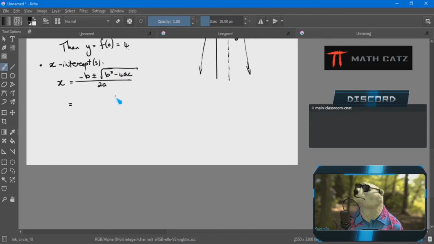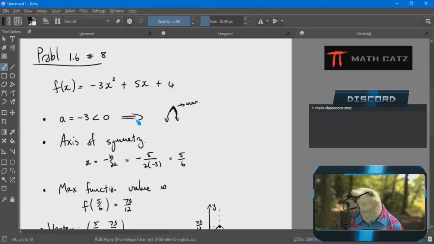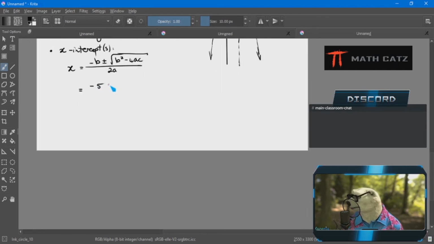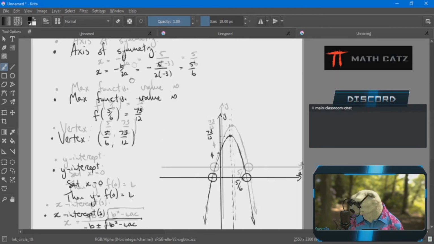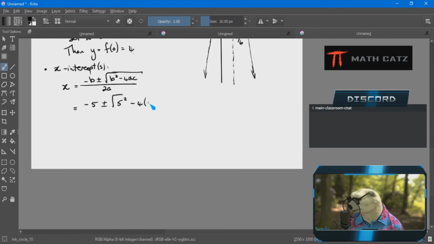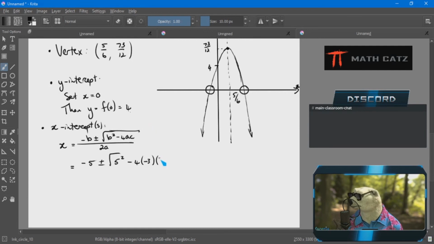Okay, now let's plug it in for this specific situation. I have to scroll up to remember what b is. It is a 5. So negative 5 plus or minus square root of 5 squared minus 4 times, what was a? Negative 3. What was c? C was 4. So times 4, all over 2 times a, which was negative 3, right?